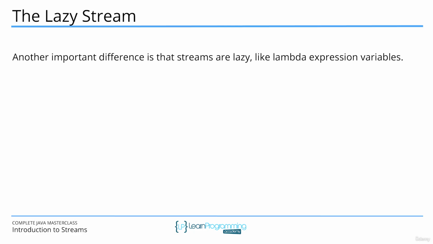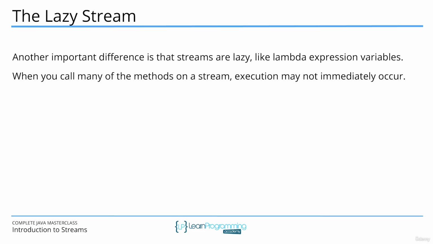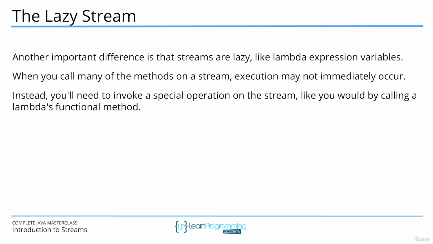Another important difference is that streams are lazy, like Lambda expression variables. When you call many of the methods on a stream, execution may not immediately occur. Instead, you'll need to invoke a special operation on the stream like you would by calling a Lambda's functional method. This special operation is called a terminal operation.